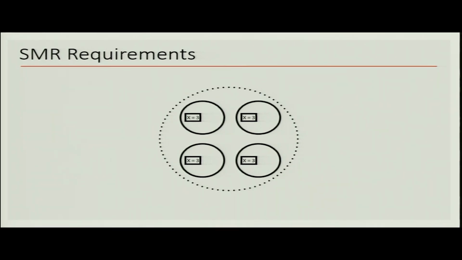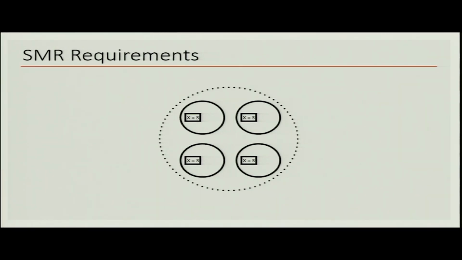Now, let us look at this scenario where x is 3 in each of the replicas. So, they are in the same state. Now, you send a command which says change the value of x to 10. So, if it is replicating state machines, then everybody should change it to 10. So, under normal circumstances, when nothing fails, that is what you expect. So, this is good. Now, let us consider another scenario when the same situation happens. You want to change x to 10 and that happens.